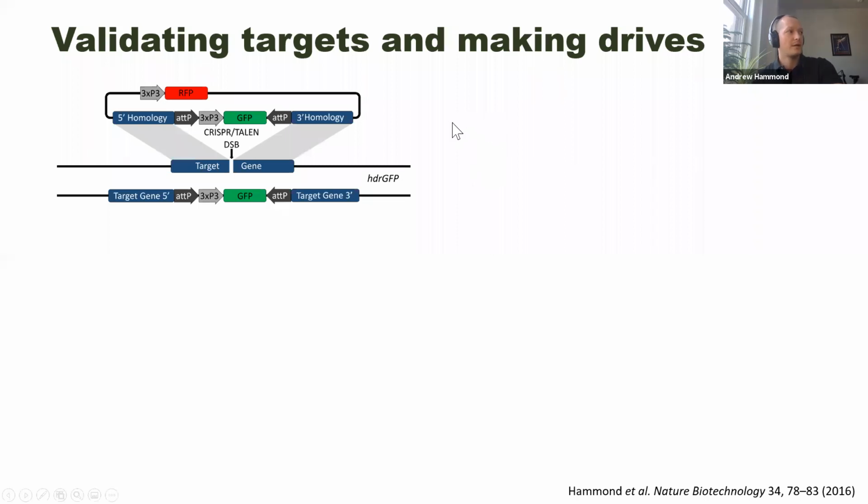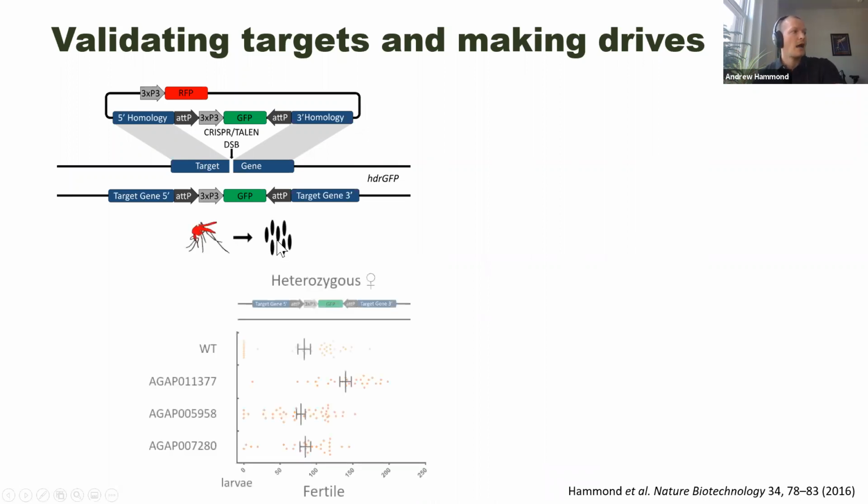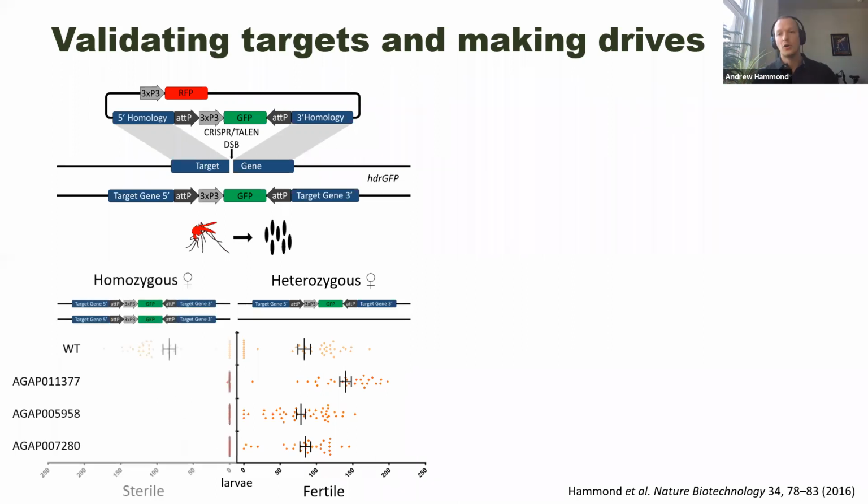So initially, when I started my PhD, I set about finding the right genes for us to target that would make female mosquitoes infertile. To do that, we used CRISPR and targeted several of these genes, inserting a marker gene, GFP, inside. Then we checked in heterozygous females to see if they were fertile. We want the heterozygotes to be fertile, even when just one copy of the gene is broken. But when two copies of the gene are broken, those females should be sterile.